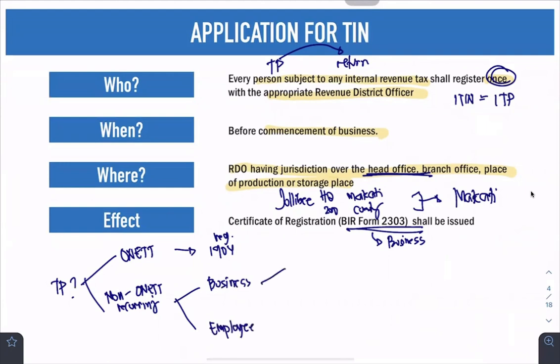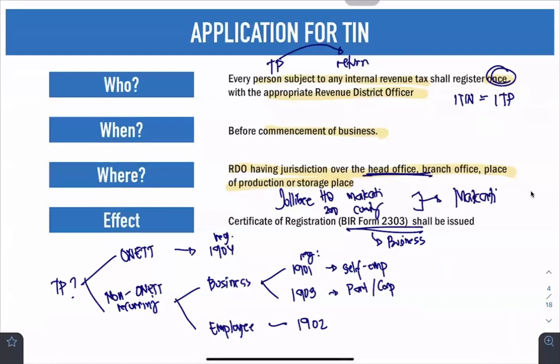So if that is a business, you will register using BIR form 1901 or 1903. 1901 for your self-employed or mixed income earner. 1903 for your partnerships or corporations. And for employee, you will file using 1902.